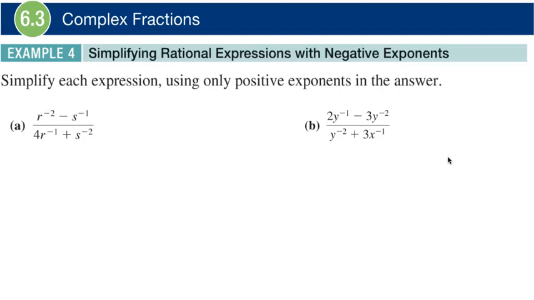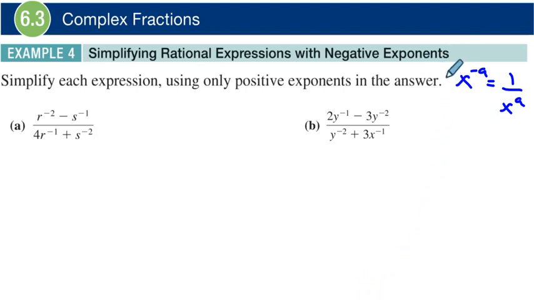Alrighty, going to be moving on to the last example for complex fractions. All right, so we're going to simplify each expression only using positive exponents in our answer. And so really we have to go back to what we learned in a previous lesson on how we convert from negative exponents to positive exponents, and that's going to be very useful here. Basically that rule is if I have x to the power of negative a, that is equivalent to the reciprocal of that, 1 over x to the a. Okay, so that's what we're going to be using right now to do this.